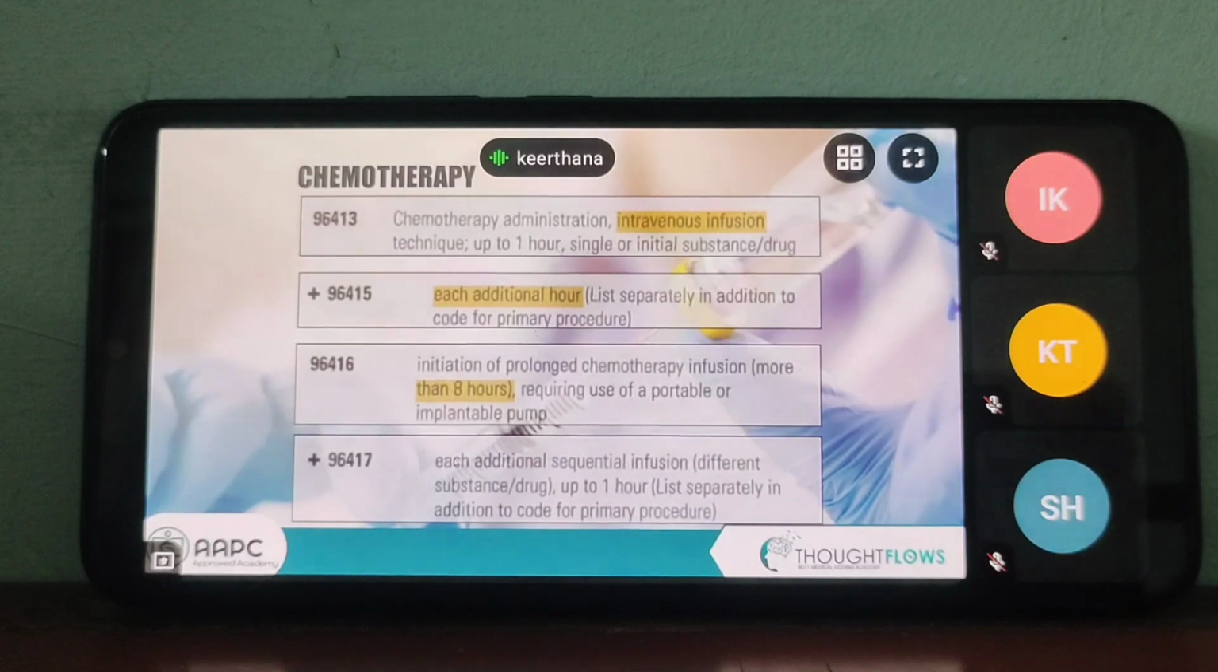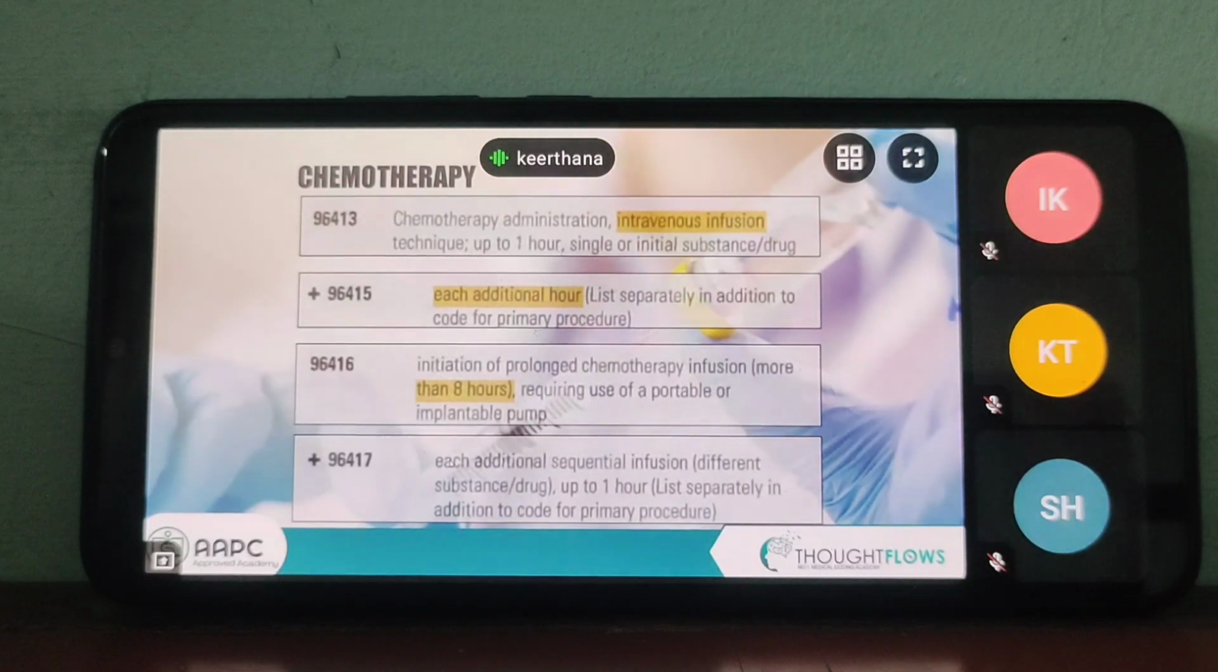417 into 2. Yes, it's clear? Can you explain again? Yes. So drug A has been given for 10 hours, which is a chemotherapy infusion. And drug B has been given for 2 hours.